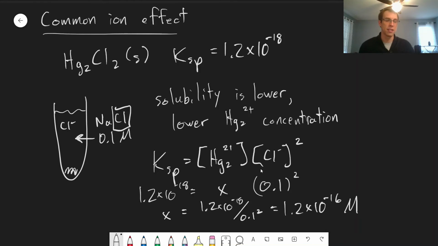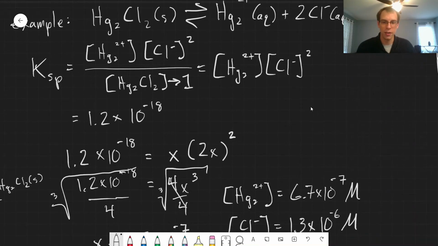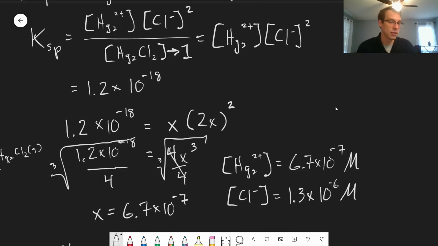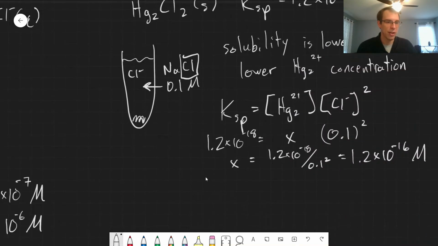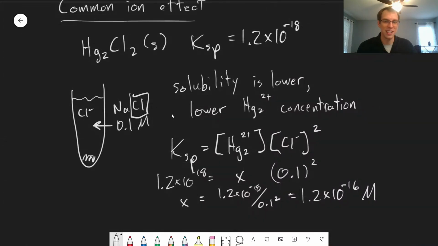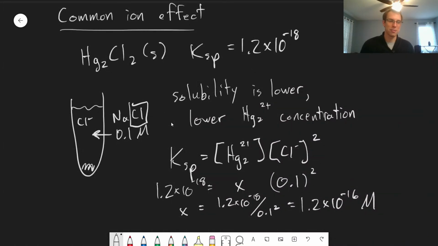So we can see that's a much, much lower concentration of mercury than what we had when we just had pure water. Our concentration was 6.7 times 10 to the minus 7, and now it has decreased to 1 times 10 to the minus 16. That's like 9 orders of magnitude. That's a huge difference. Basically, there's no mercury that's going to be present, and this is due to the fact that we have a shared ion here, right? The fact that there's already chloride present in solution prevents that mercury from being released from the salt because there's already chloride there. And so mathematically, we can see that working out here, and just conceptually as well.